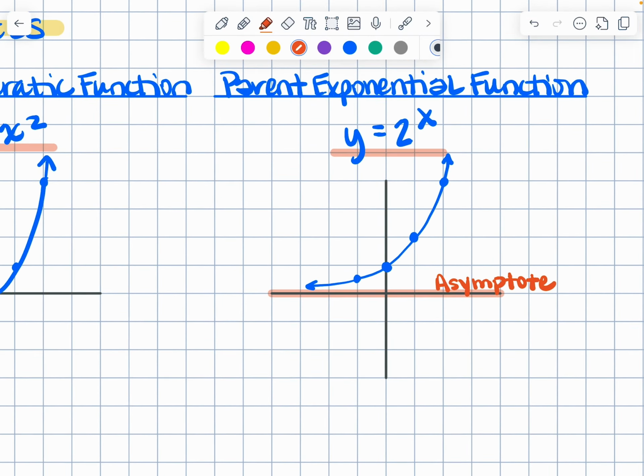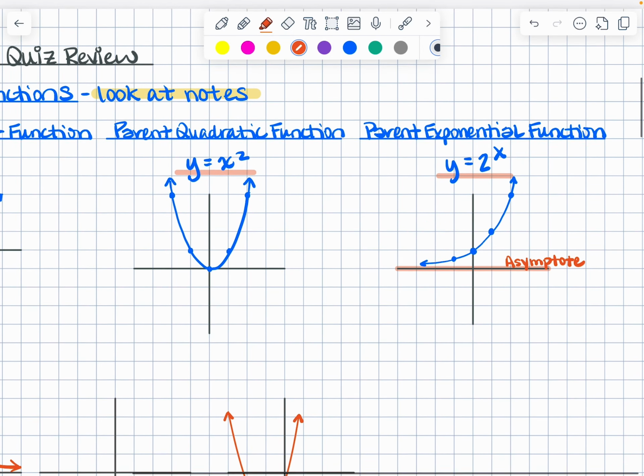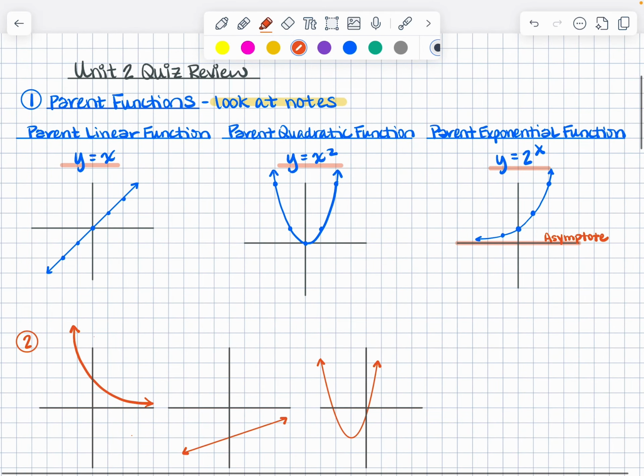So he has no x-intercept, right? But you need to know his domain and range as well. Okay, so you need to know all 3 of those. That is the entire front page of your quiz.